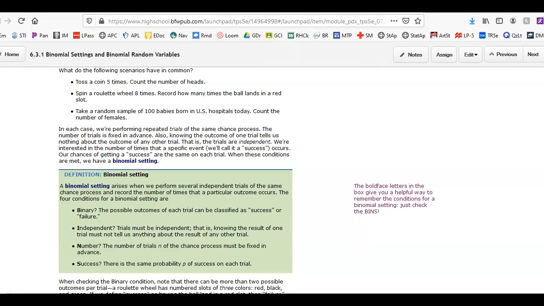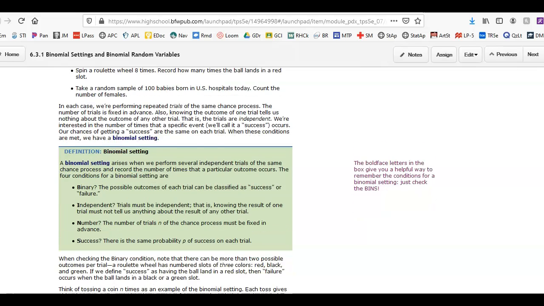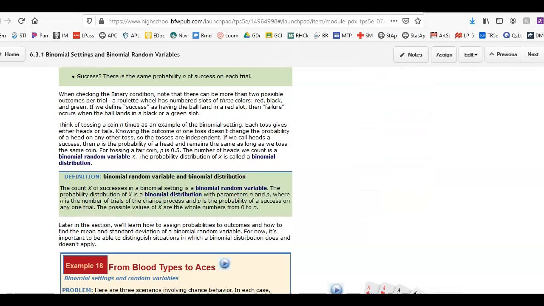BINS. If all of those are met, yes it is, and we can move forward and calculate probabilities based off of that. So the binomial distribution has 2 parameters. We've used parameters before with the normal distribution, so that shouldn't be a new term. The parameters for a binomial distribution are simply n, the number of trials, and p, the probability of success.